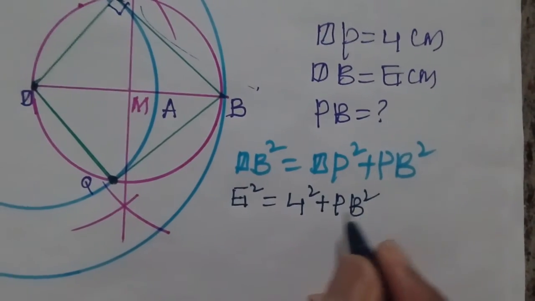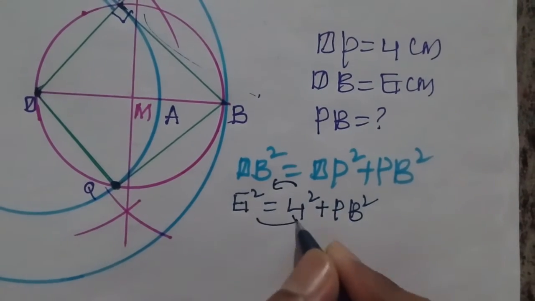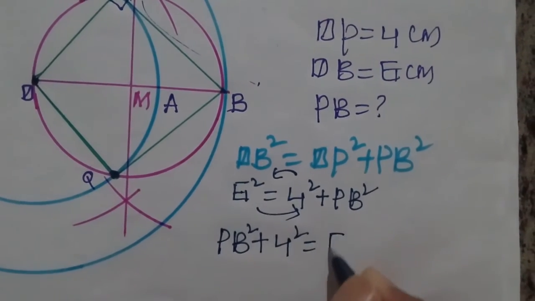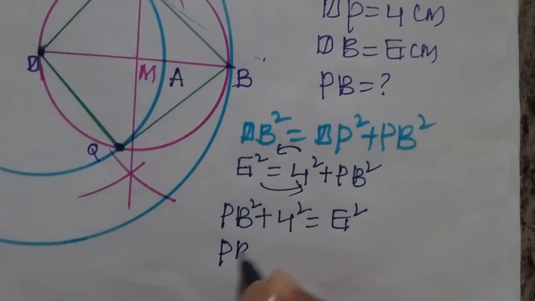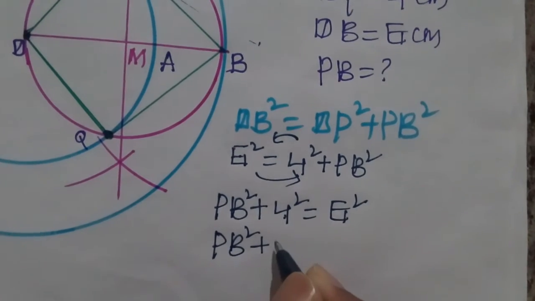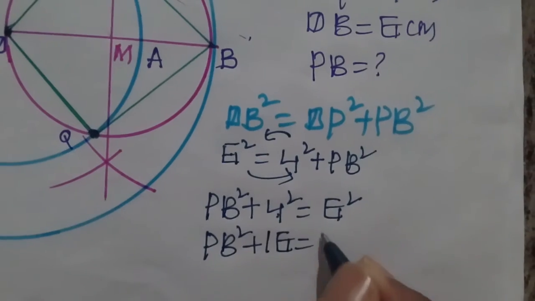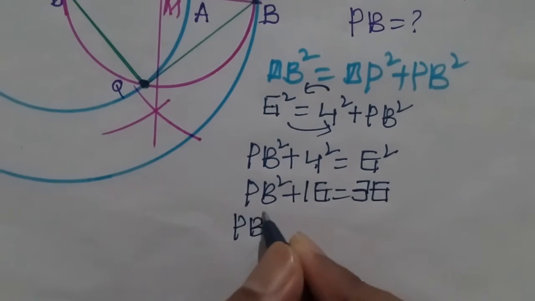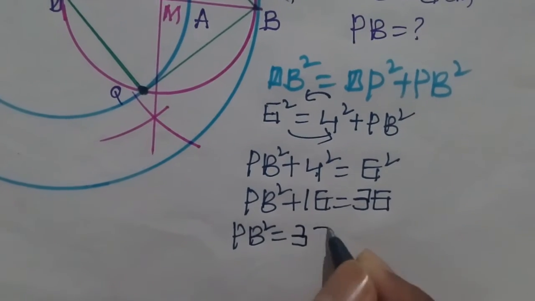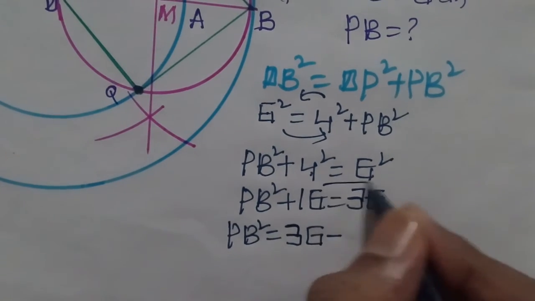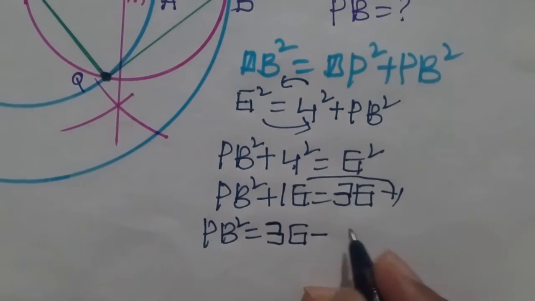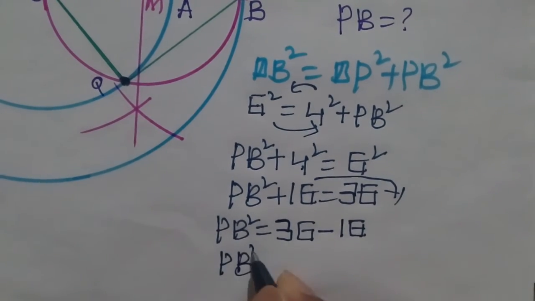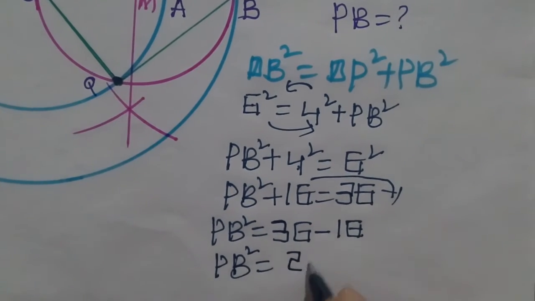Now we should find PB. Transposing, PB square plus 4 square is equal to 6 square. PB square plus 4 into 4, which is 16, is equal to 36. So PB square is equal to 36 minus 16. Plus quantity becomes minus quantity when it moves to the RHS. Therefore PB square is equal to 36 minus 16, which is 20.